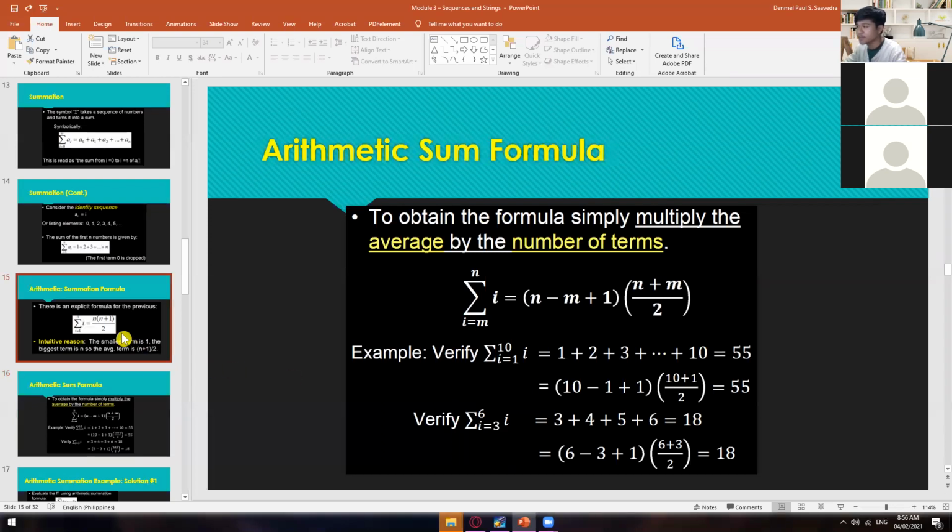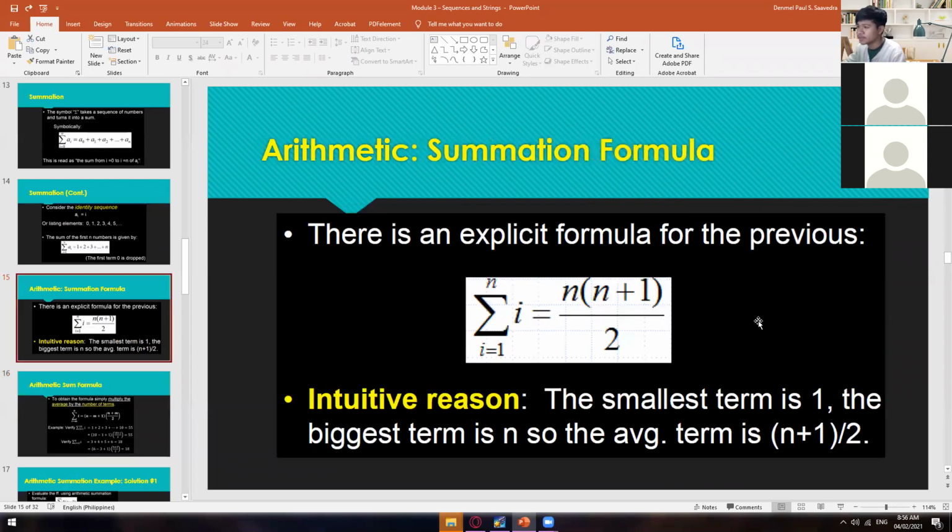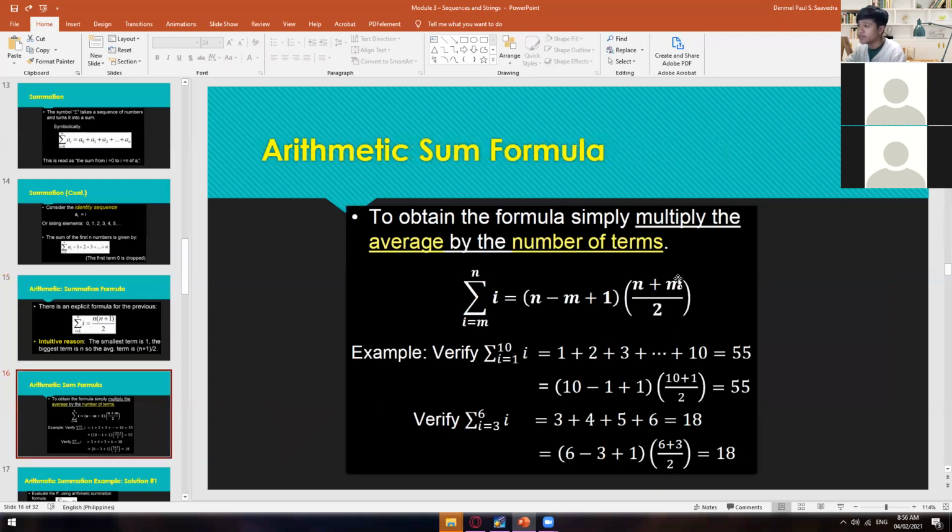Right, so I'll just repeat. Use this formula if it's ranging or if it's starting from 1. And then use this formula if it's starting from any number actually. Could be 1, could be 3, could be 5, and so on and so forth.